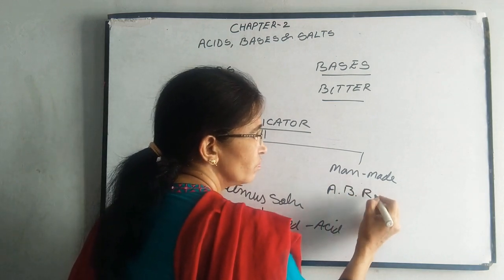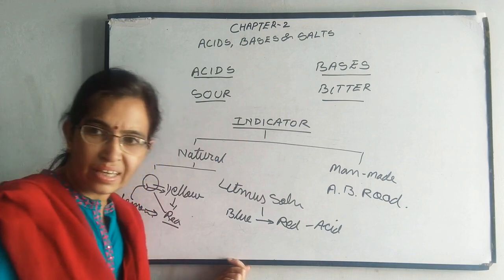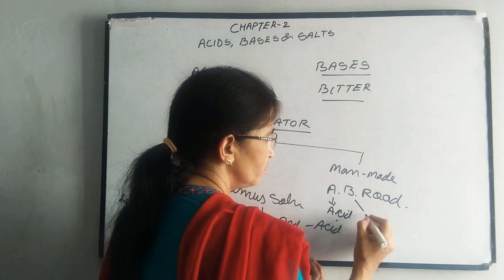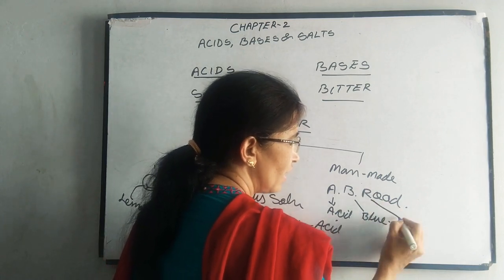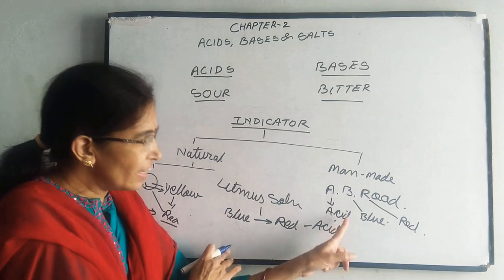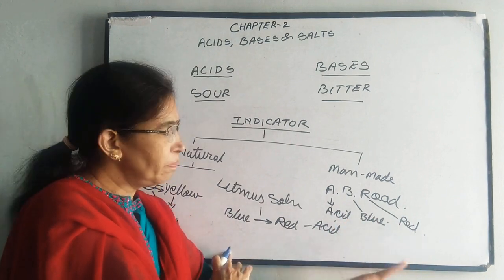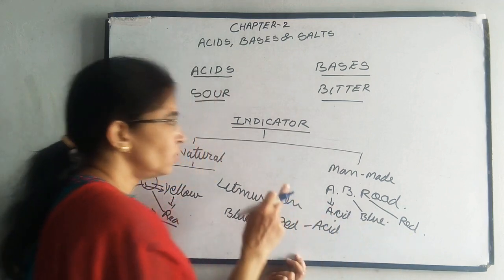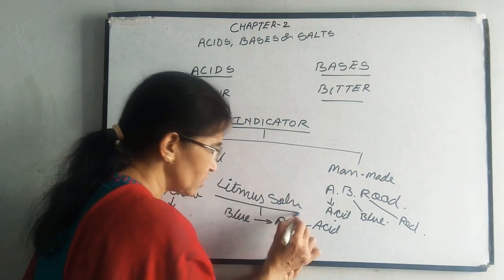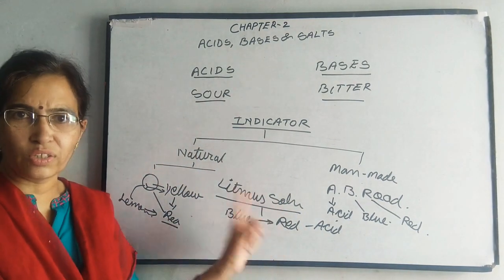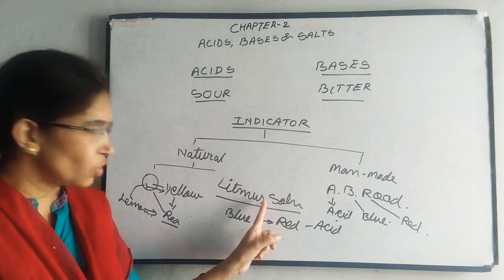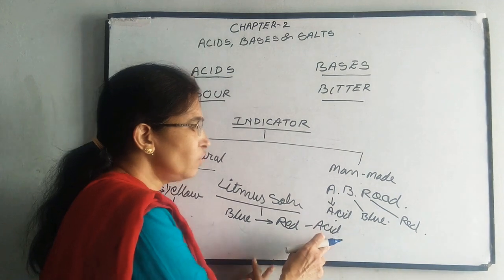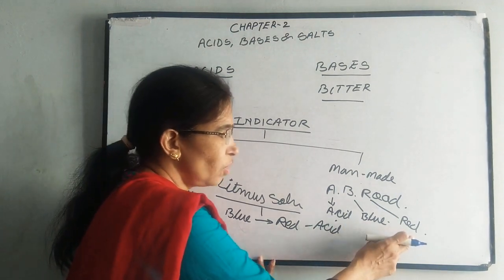How to remember? AB road. A for acid, B for blue, and R for red. It means your acid turns blue litmus red, and base will be opposite of that. It means base turns red litmus blue. Clear? So the main natural indicator used in the laboratory is litmus solution or litmus paper. When we put litmus in acid, the color changes from blue to red, and when we have a basic solution, the color changes from red to blue.